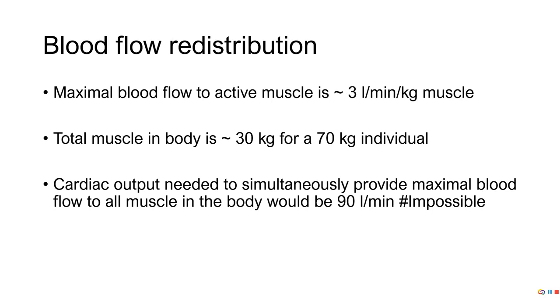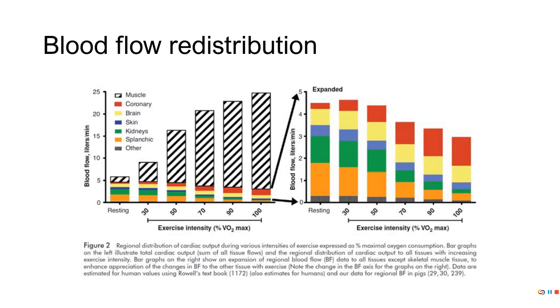Now, obviously, we're not going to be able to send maximum blood flow to every muscle in the body at the same time because my cardiac output is not able to meet that demand. So I want you to look at this picture here, and I want you to look at how blood flow distribution changes, and I know that we've talked about this before, going from rest to exercise.